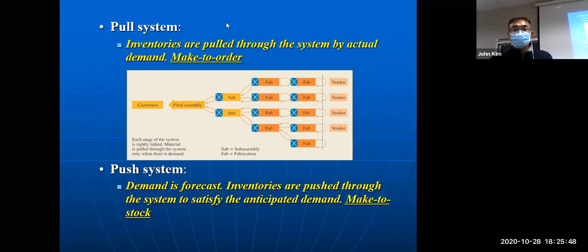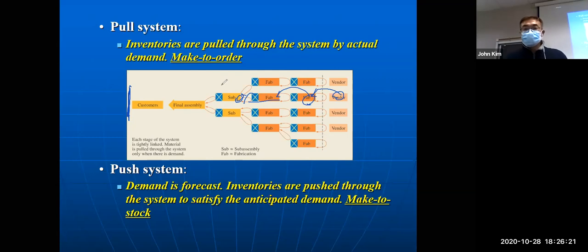Why is it a push system? By forecasting, they know the due date. So just make, and then push down, make and push down, make, push down, and so on like that. So make to stock system is a push system, just make and then push down to downstream. So that is the push system. But anyway, JIT system is a pull system and make to order system.